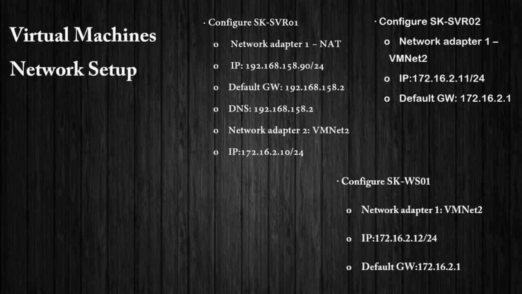The first thing we have to do after installing SVR01, SVR02, and WS01 is to change their IP version 4 address. The information for the network setup for each virtual machine is shown on this page, but make sure to add another network adapter for SVR01.